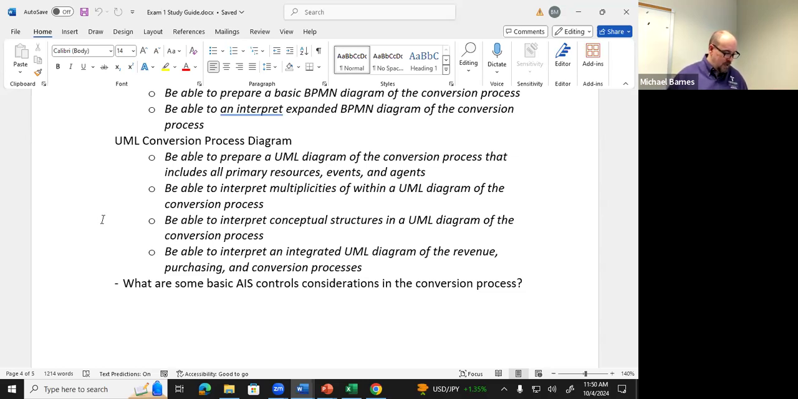Interpret multiplicities, and then one thing that I've talked about already, this is kind of the last bullet point that we haven't talked about here. Or actually, let's talk about this. A basic AIS control, conversion process, same dimensions as before, access and application controls, and segregation of duties. There were tables for all three chapters at the end. Those tables are listed at the end of the slides.